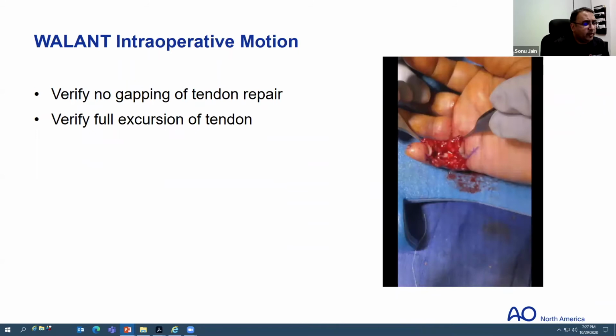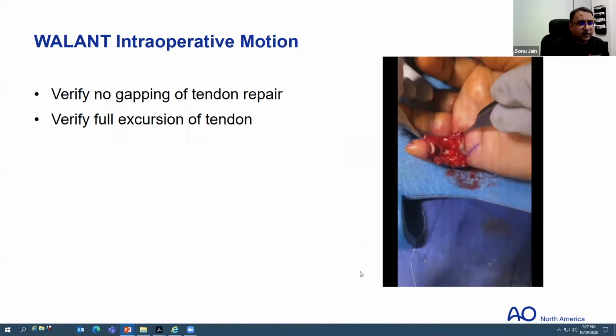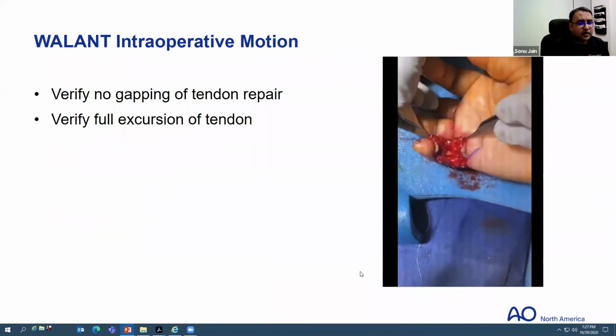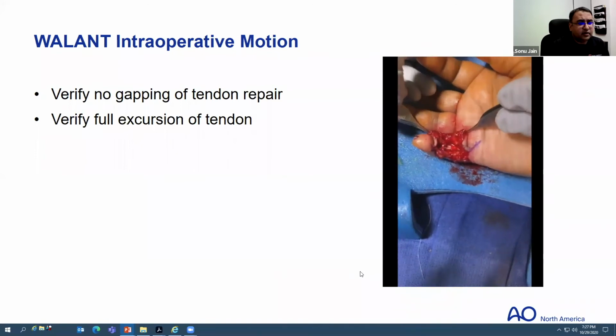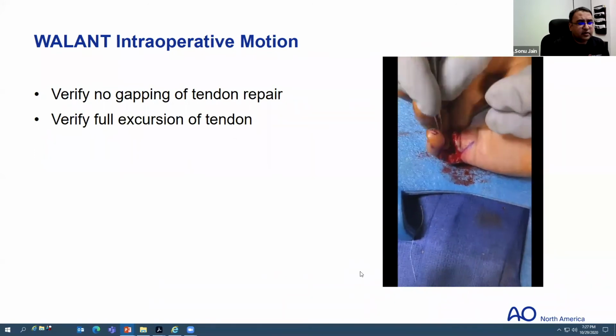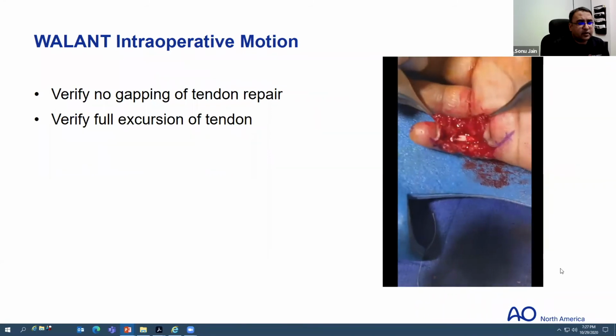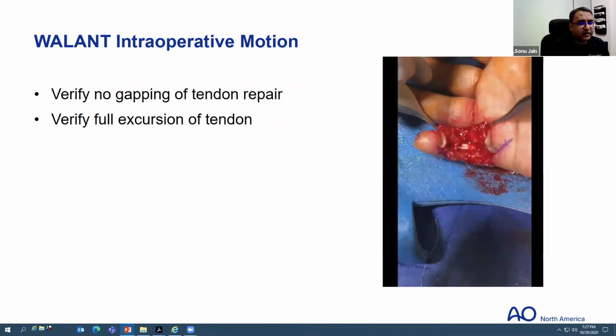So this is a patient of mine who I did WALANT, and I use this to verify no gapping and verify full excursion of the tendon repair. So you can see here, and again, you can see there's no gapping and there's pretty good excursion, and this person did really well after this surgery.